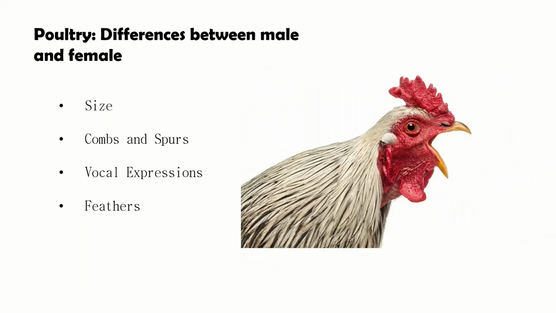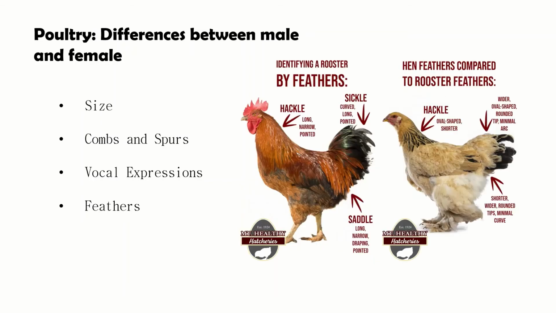Next is vocal expression. Everyone knows that a rooster crows while a hen doesn't. Next are feathers. The most distinguishing feathers are the tail feathers, which are long and stringy on males. Hackle and neck feathers on males have pointed ends, while females have round ends. So, makikita nyo dito sa picture.